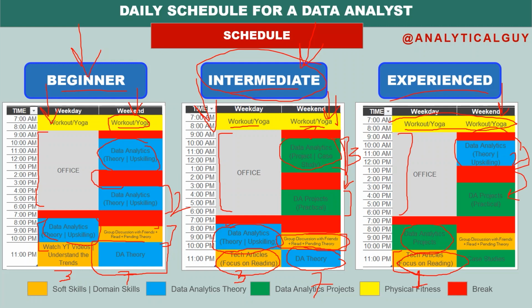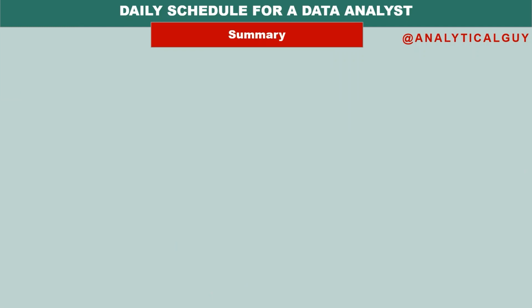Right, so again from 3 p.m. to 6 p.m., as I can see, this is a 3 hours time frame. You should focus on projects. And then at night, again, there should be a group discussion with your friends to see what is happening, how to upskill yourself, having good conversations. So it is important. Alright guys, so let's summarize now.